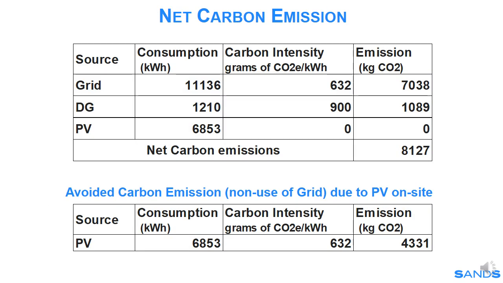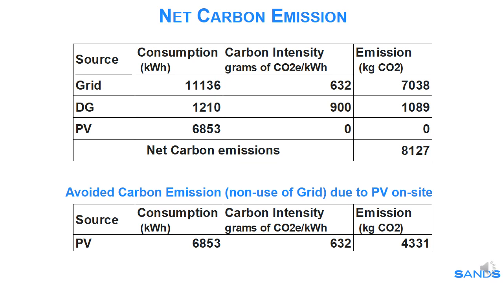The final calculations for the net carbon emission is shown here. The industry has consumed 11,136 units from the grid, and with a carbon intensity of 632, this works out to 7,038 kgs of CO2 emission. Similarly, the emission due to diesel generators with carbon intensity of 900 works out to 1089 kgs of carbon dioxide emission, which finally adds up to 8,127 kgs of carbon dioxide, which is the net carbon emission.